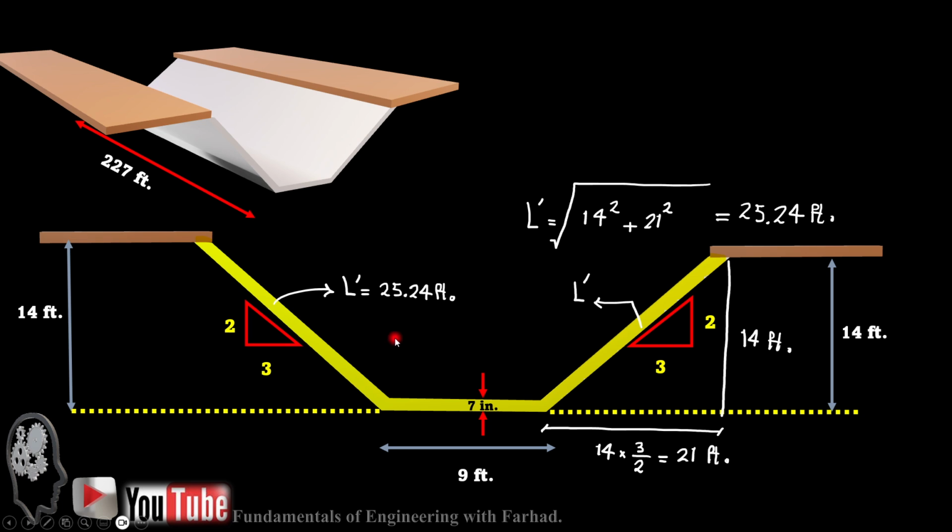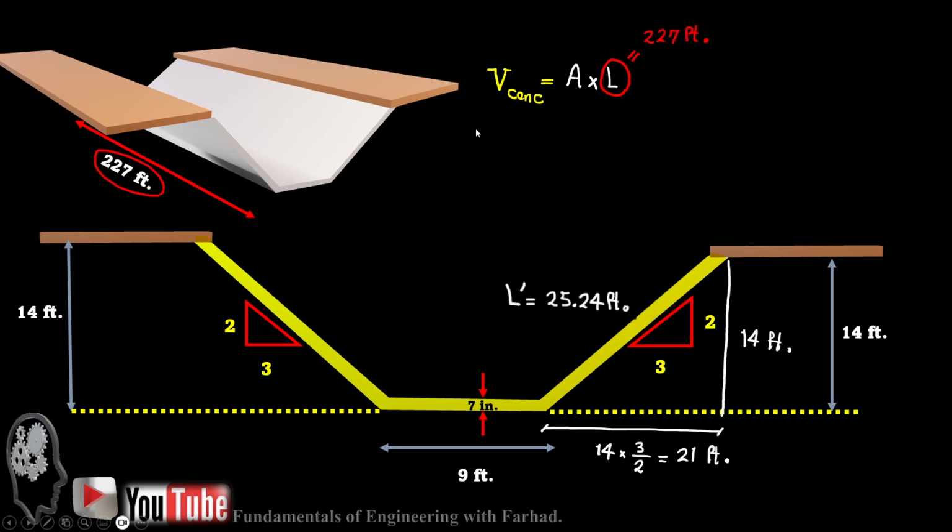If we just assume these three parts, each of them is a rectangle with the length, for example, L prime, 25.24, two of them with the thickness of 7 inches, and this one is 9 feet. We can easily, with a good approximation, get the result for our volume of concrete. So the volume of concrete is simply the area of this yellowish area times the length of 227 feet, which is the length of our canal, to get the volume of concrete needed.